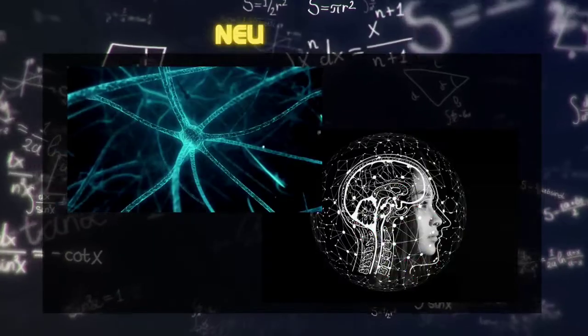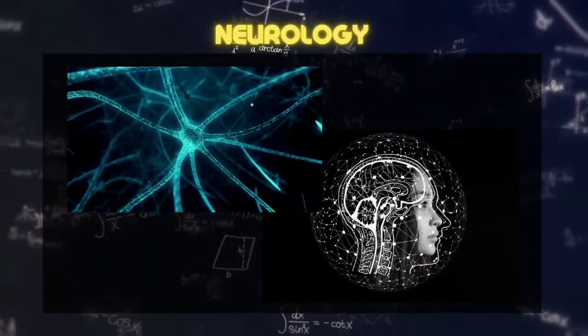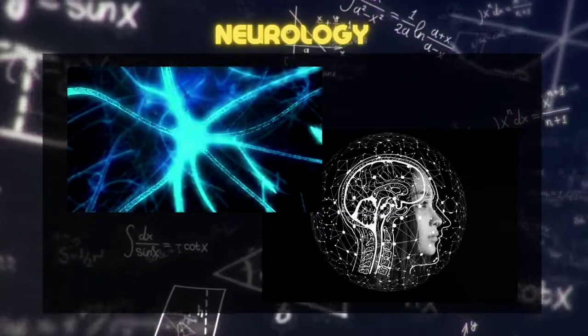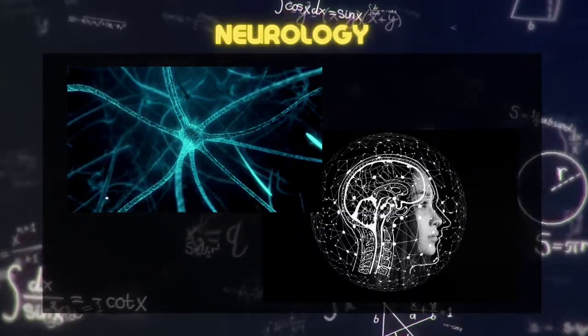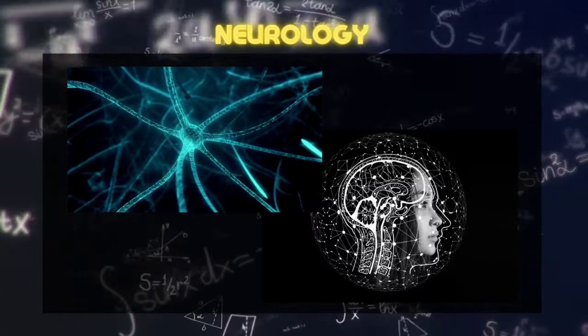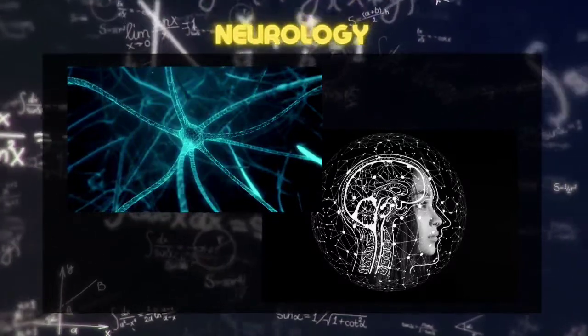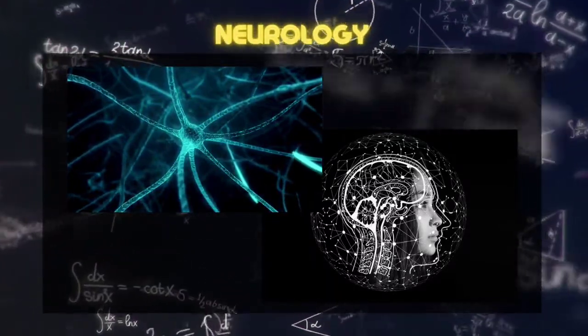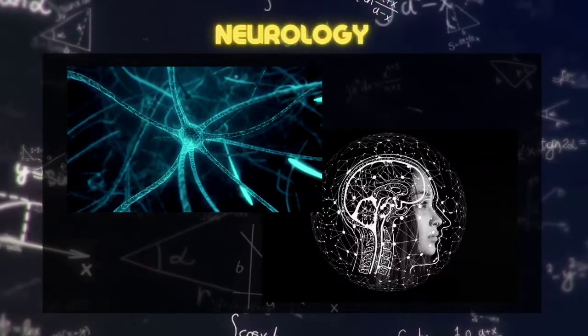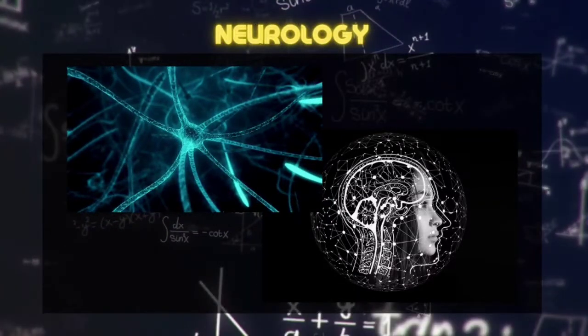Next one is neurology. Neurology is the study of the human nervous system, which is a very complex network of neurons that pass brain signals to the entire body and control all physical activities. The system consists of the central nervous system, the brain, and the spinal cord. Integral calculus is used to compute the voltage of a neuron at a certain point. In contrast, differential calculus is used for calculating the change of voltage in a neuron with respect to time.